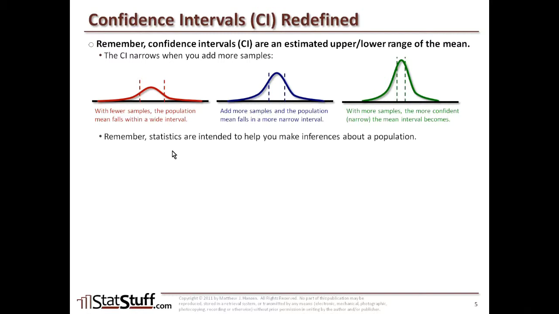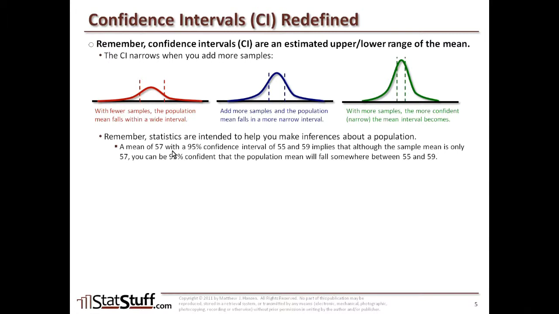So we've got to remember that statistics are intended to help us make inferences about a population. Let's say we have a mean of 57 with a 95% confidence interval that falls from 55 to 59. Well, that would imply that although the sample mean is only 57, we can have 95% confidence the population mean will fall somewhere between 55 and 59. So the more data that we collect, the more narrow this interval becomes.